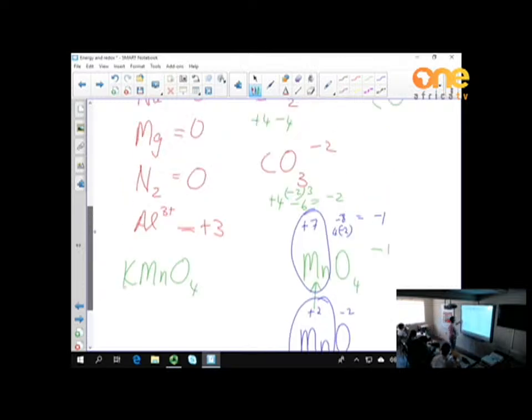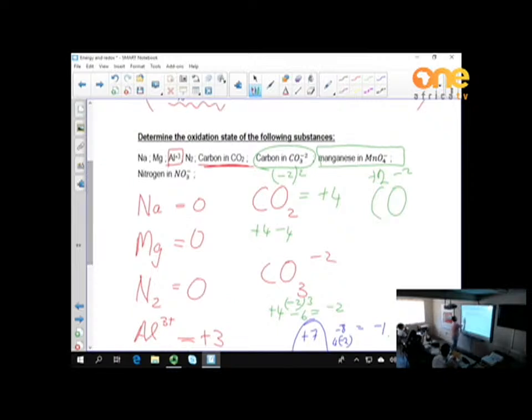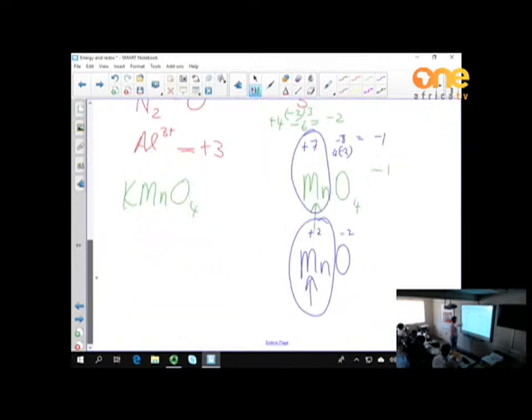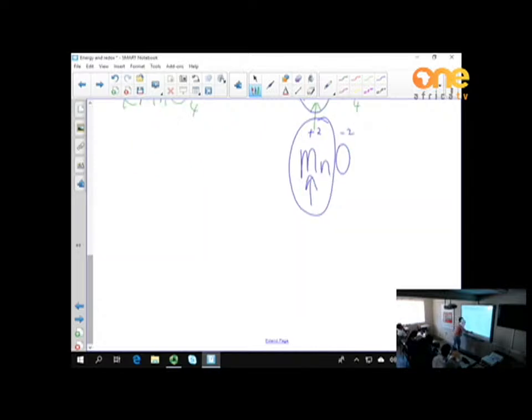I think we have one more example. Yes, the nitrogen in the nitrate ion. So, I have got the nitrate ion, NO3. It's a polyatomic ion. Oxygen is -2, so that must be -6. It must equal -1, so the nitrogen? Yes, +5.